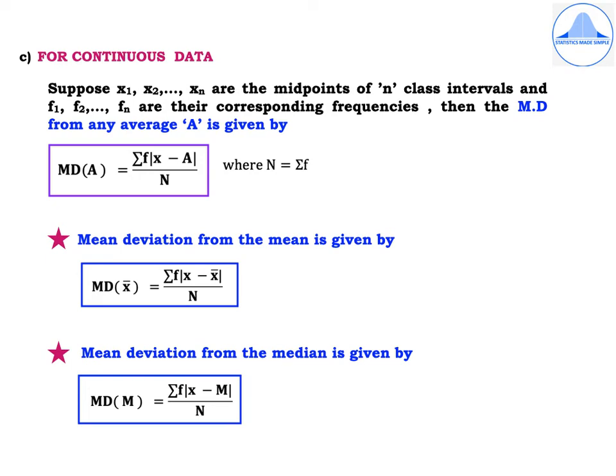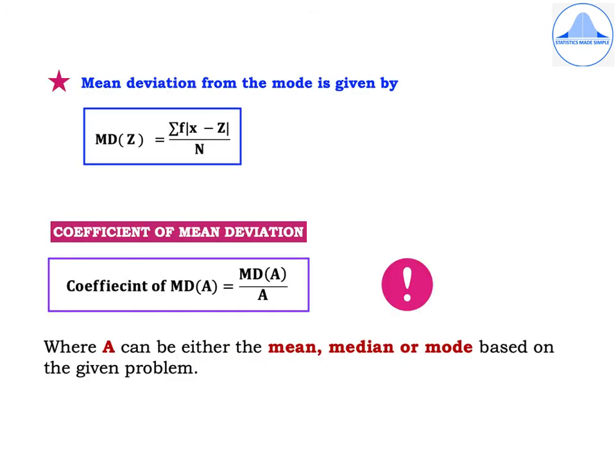So what is the formula for mean deviation from the mean for continuous data? It will be the same as the one for discrete data, that is MD of x bar is equal to summation f into modulus of x minus x bar divided by capital N, and mean deviation from the median is given by MD of M equal to summation f into modulus of x minus M divided by N. And the mean deviation from the mode is given by MD of Z equal to summation f into modulus of x minus Z divided by capital N.